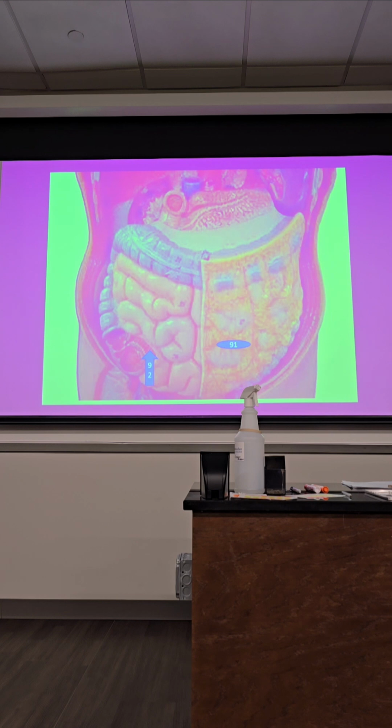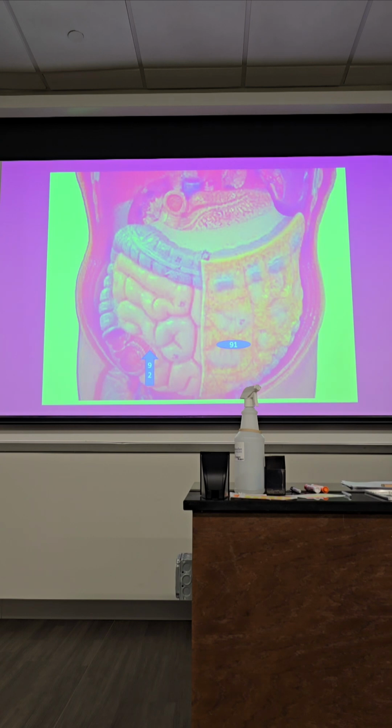Okay, what's 91? Greater omentum. What is 92? Ileocecal. It's a bad picture, Professor. It's bad because of the coloring. But what is it pointing to there? The ilium. But more specifically, you'll have a better picture.